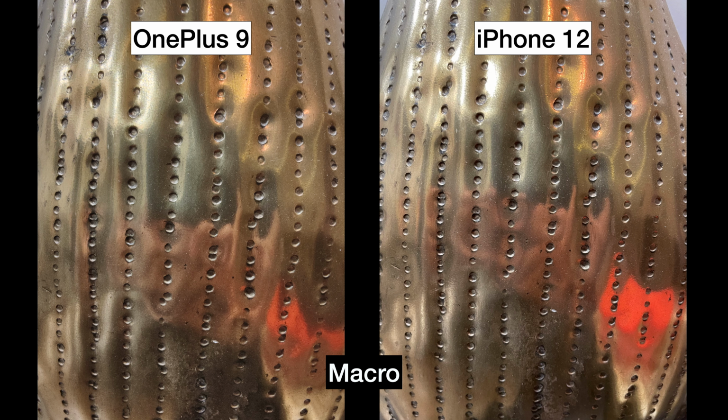Okay, now this one is a macro photograph, and the iPhone 12 does not have a macro lens. The OnePlus 9 does, but I tried to click one from the iPhone 12 as well. So the OnePlus 9 is extremely close to the subject, while the iPhone is a little far away from the subject, but they still manage to get a good shot. So I'll keep that as a personal preference for you.